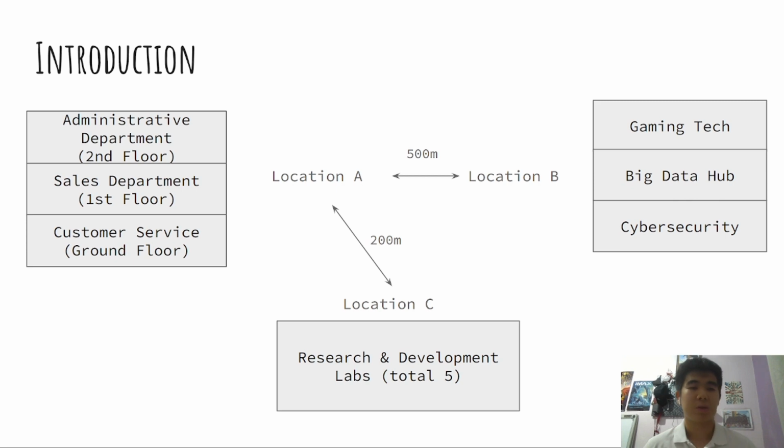Administrative Department is located at second floor, Sales Department is located at first floor, and Customer Service is located at ground floor. For location B, there are also three departments, which are Gaming Tech, Big Data Hub, and Cybersecurity, that are located in different floors. Location C is the Research and Development Lab.